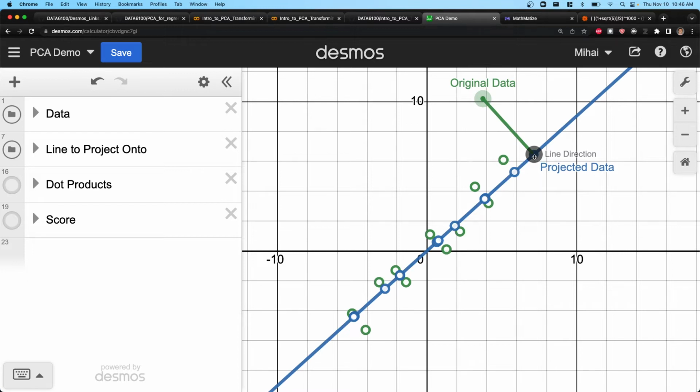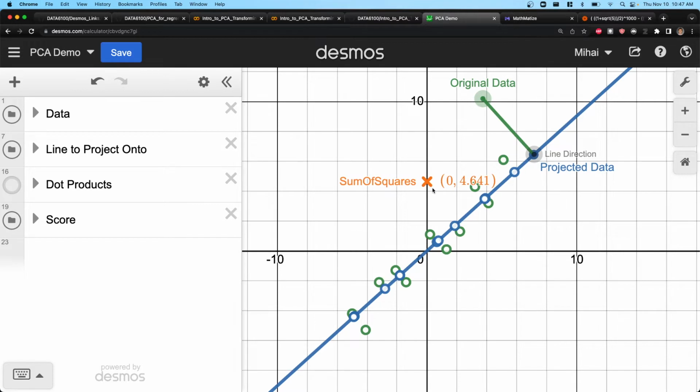Does anyone have an idea of how you would measure how spread out things are? The variance. The variance, yes, this is the first thing we did in the course. So you can do the variance of these points. The variance is the same as the sum of the squares of the distances. So I have this little folder over here called score.